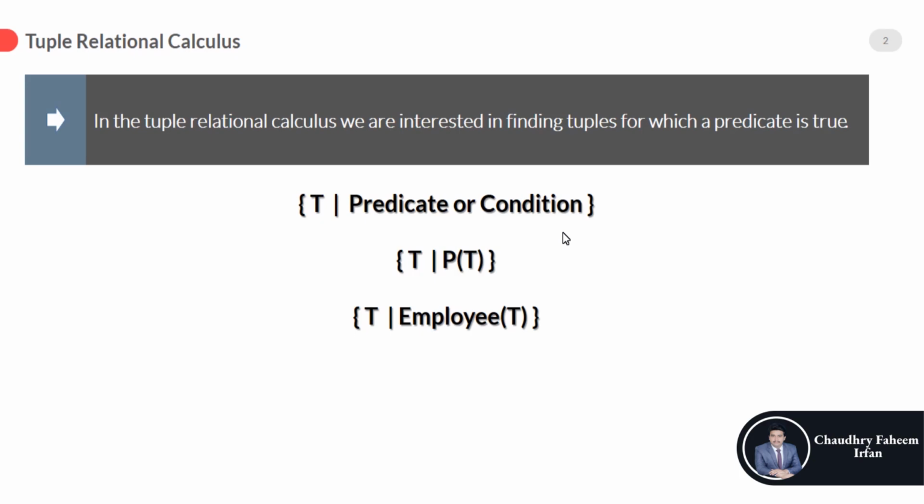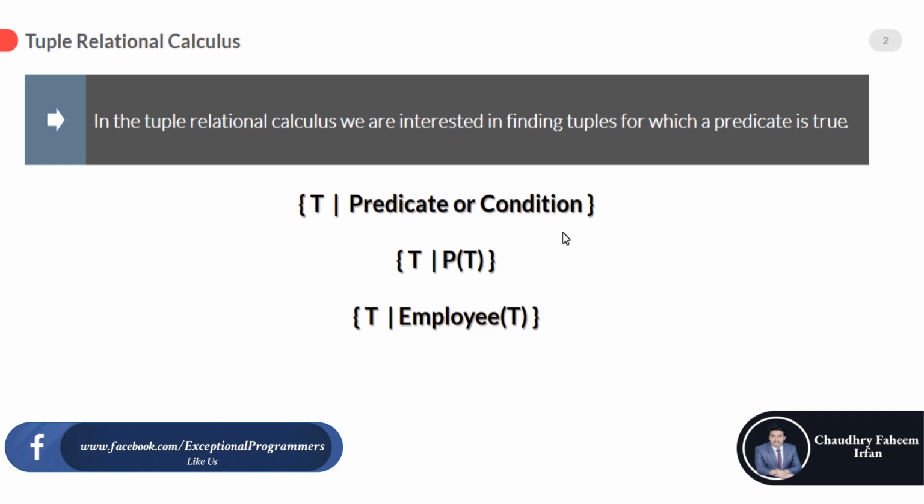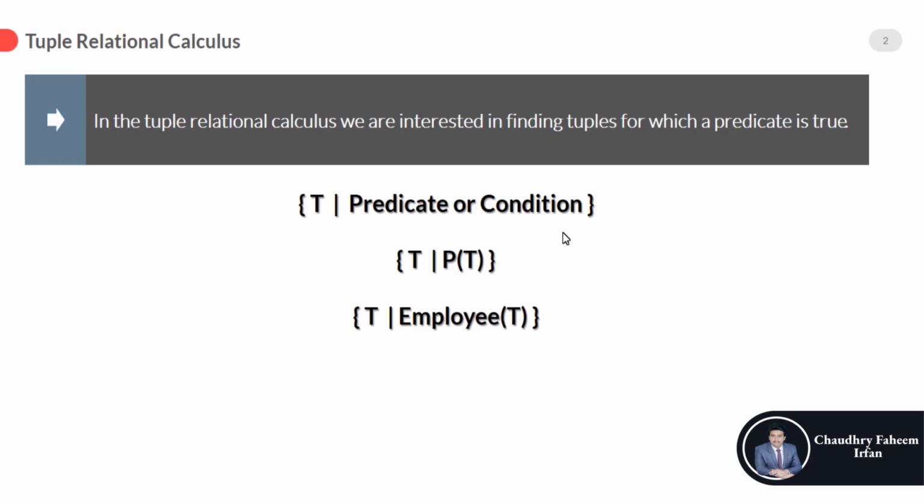For example, to specify the range of a tuple variable t as the employee relation, we can write like this. How can we read this statement? It is the set of all the tuples t such that predicate p is true for t. So we can read this curly braces as select tuples such that predicate p is true for t. So usually p is the table name or any other condition.